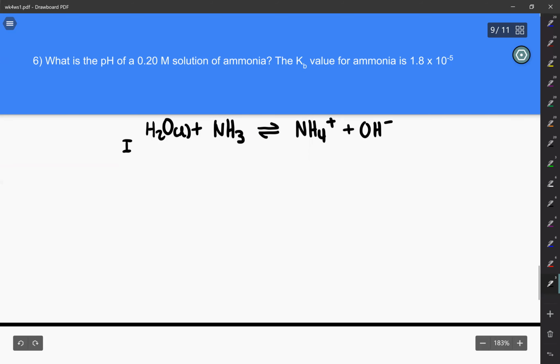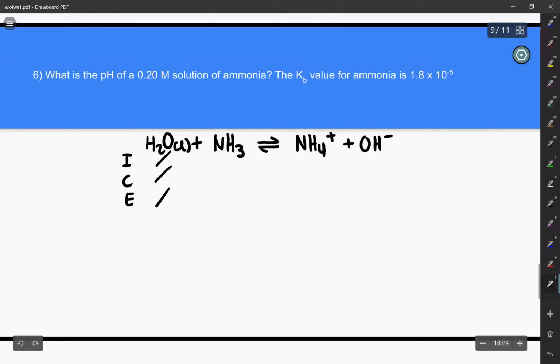And now we can use our ICE technique. So H2O is a liquid, so it's not included in this table. NH3 is 0.20 molar. And then the other two have not formed yet, so it's 0. The change will be minus x and plus x for the product side, much like the last problem. And it'll be 0.2 minus x, and x for equilibrium concentration.